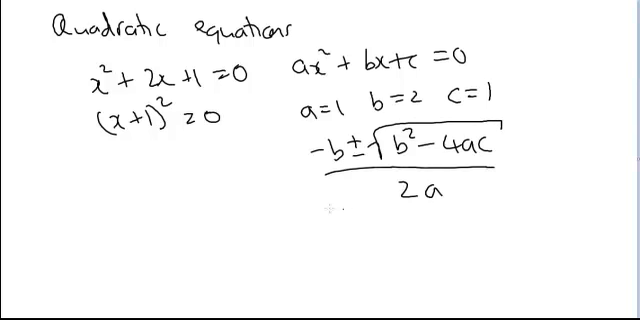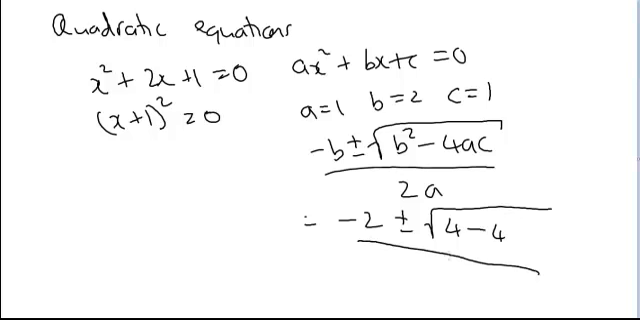So now I just plug in the numbers. Minus b becomes minus 2 plus or minus the square root. b squared is 4, minus 4, a is 1, c is 1. So 4ac is 4, divided by 2a, and a is equal to 1, so that's 2.